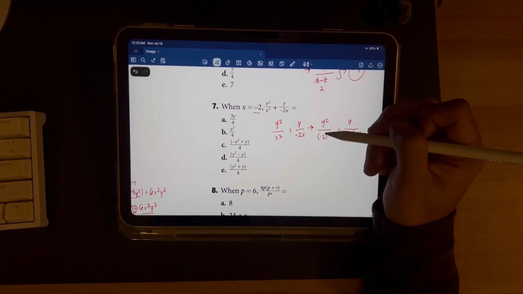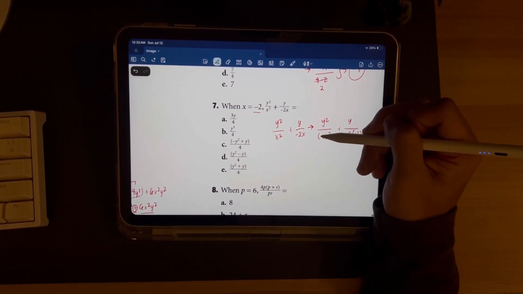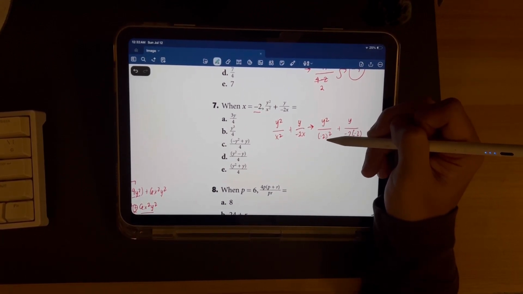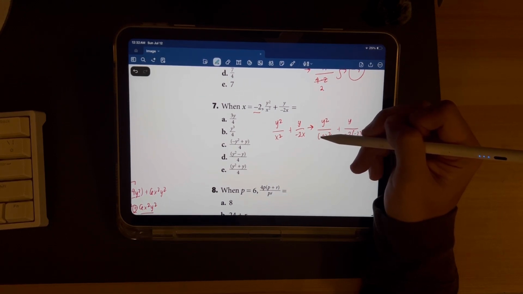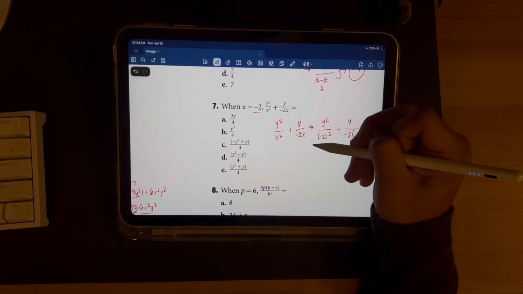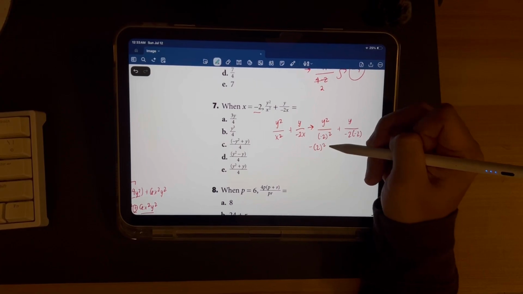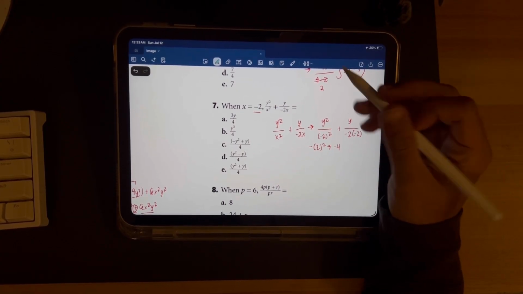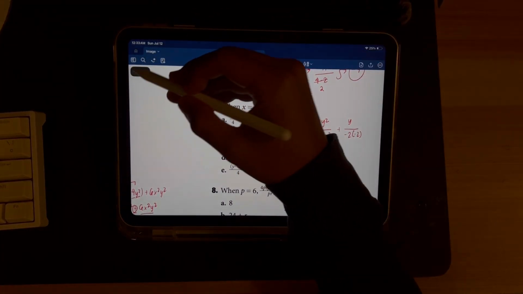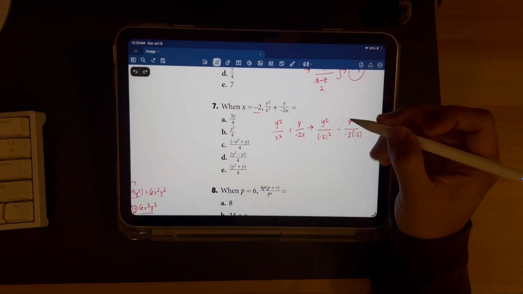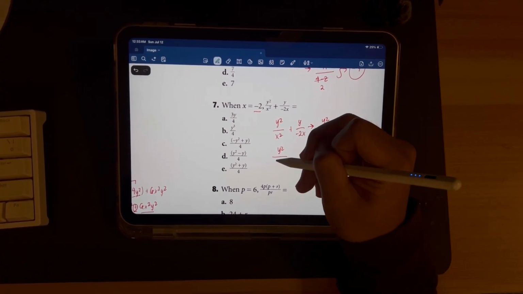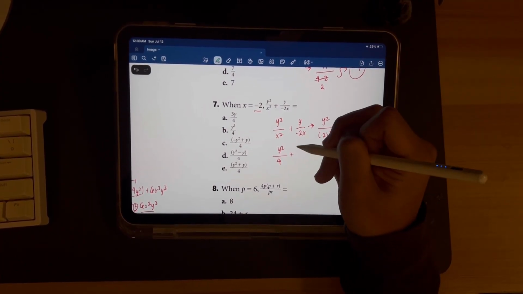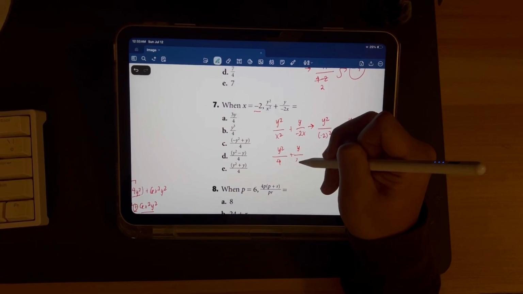Now keep in mind that it is very important to encapsulate this -2 with parentheses because you would not only square the number itself but also the sign. If you exclude the sign, the common mistake would be -2 squared ending up with -4, and that is incorrect. So here, let's further simplify. That will become y squared all over positive 4 plus y all over positive 4.